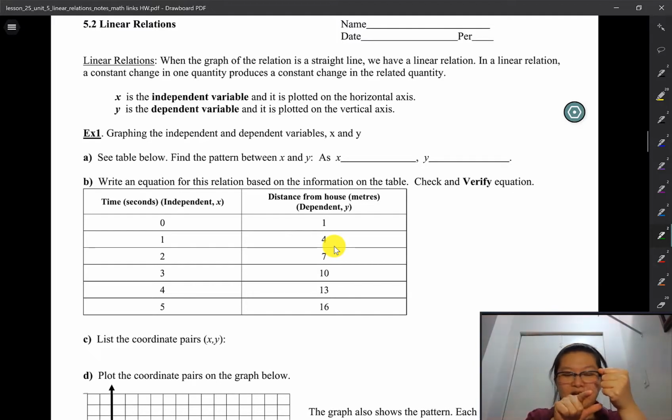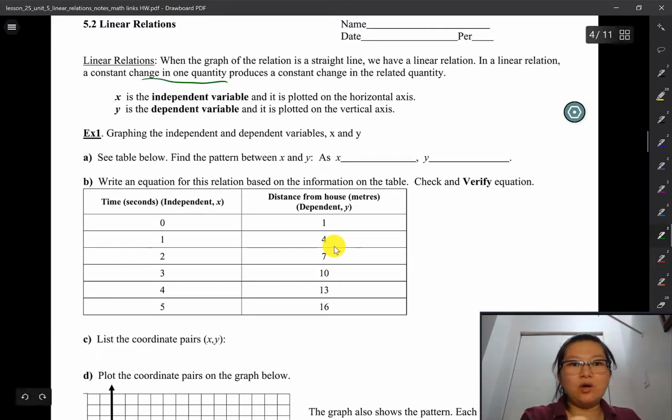He's 1 meter away. After another second, he walks 3 meters, 1 meter to 4 meters, so that's 3 meters more away from his house. The next second, he walks another 3 meters away, which is now 7 meters. And after another second, he is 3 more meters away at 10 meters. So notice every second, he's always increasing his distance from his house by 3 meters. This is called a linear relationship. Okay, it's a constant change.